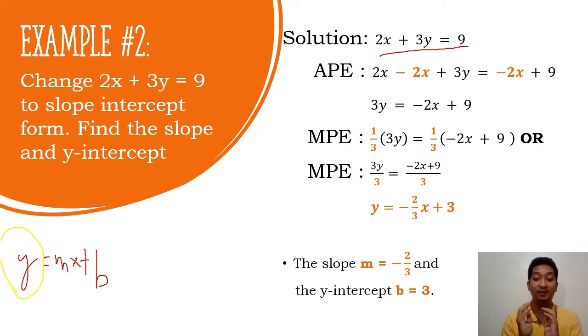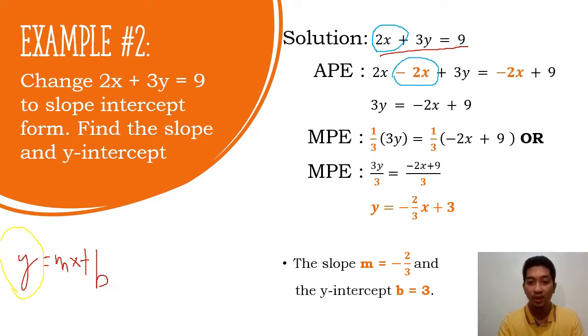So, you have to get rid of the x. So, you have to transpose x doon sa kabilang side. So, using APE, again, using APE, since we have positive 2x, ano ba makakapagpasiro sa kanya? Negative 2x. So, you have to subtract both sides of the equation with negative 2x. So, yan, yung naka-orange na yan.